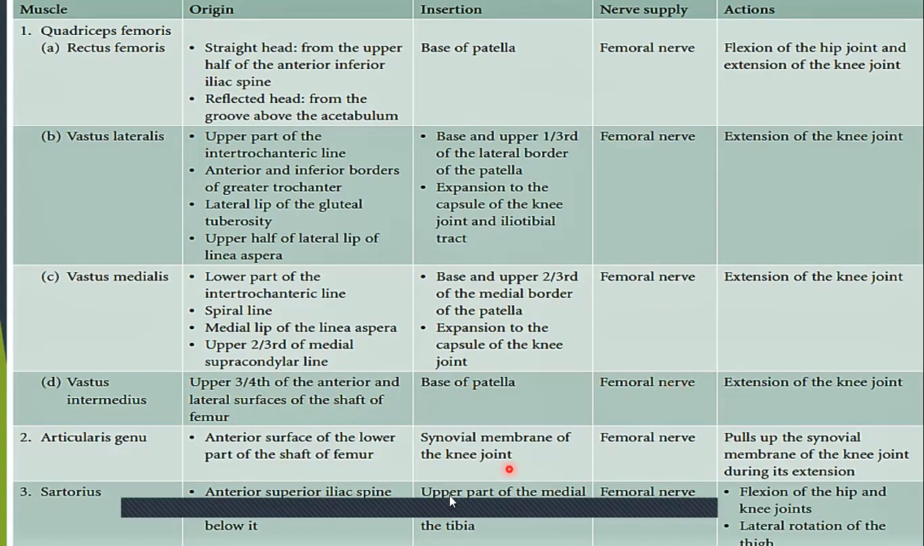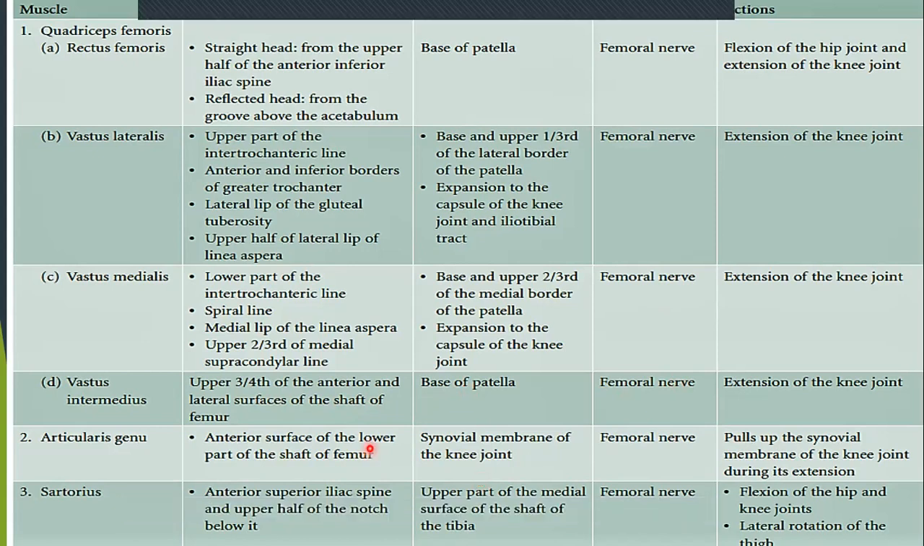Now we have this muscle, articularis genu. It originates from the anterior surface of the lower part of the shaft of femur to insert into the synovial membrane of the knee joint. In fact, some texts will tell you it inserts into the suprapatellar bursa. The suprapatellar bursa is an extension of the synovial membrane, and its action is to pull.